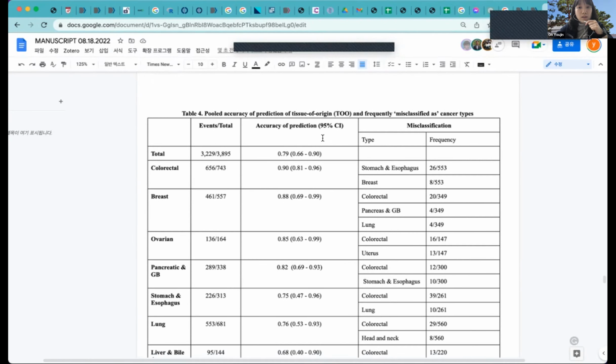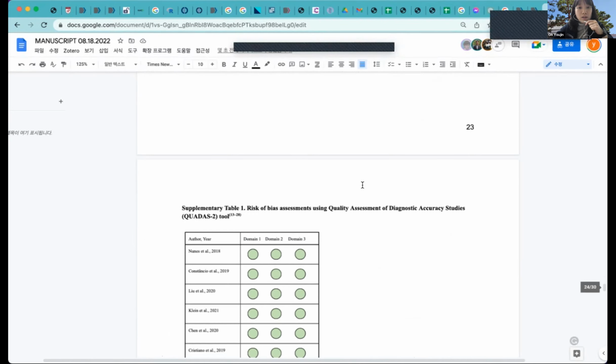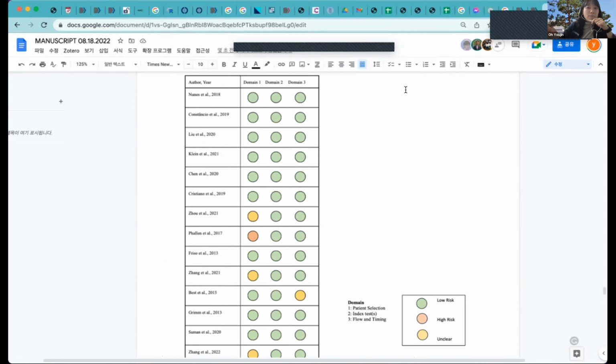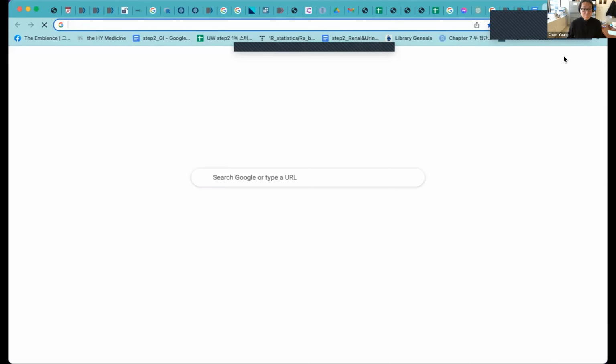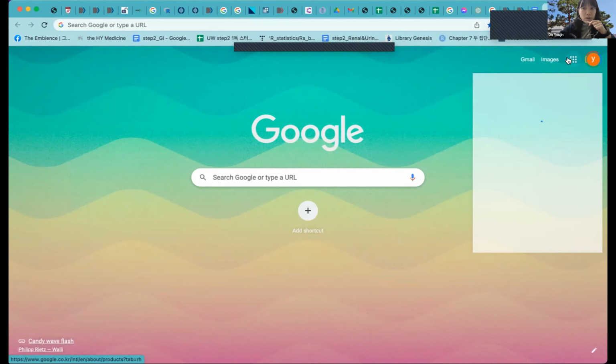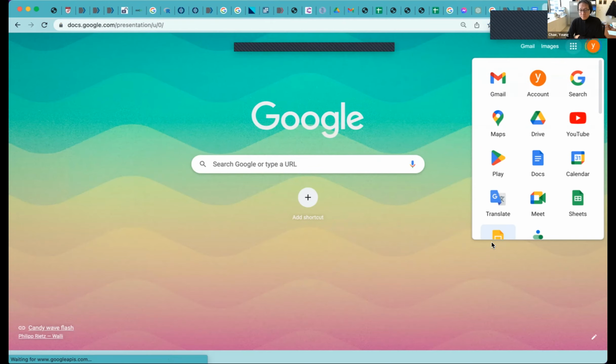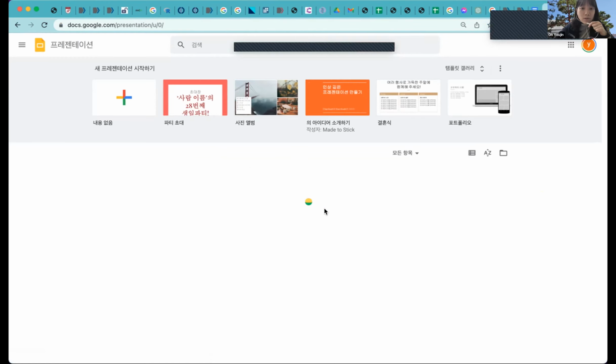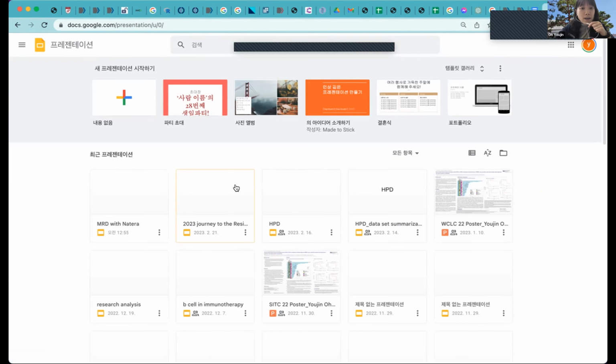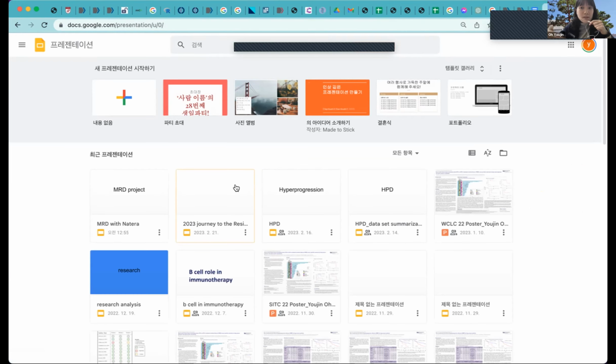So like this, and okay. Other than that, I have only one thing that I need your help with. You remember I'm working on MRD as well, and I received a swimmer plot made by Natera people, and I'm trying to calculate sensitivity and specificity for that data as well.